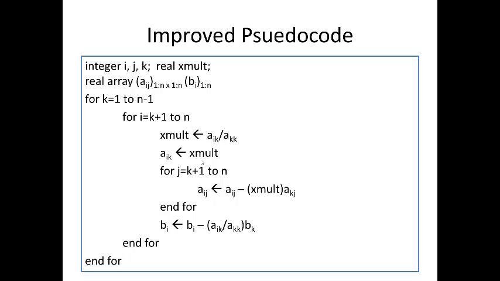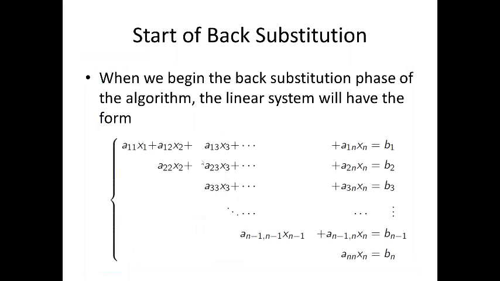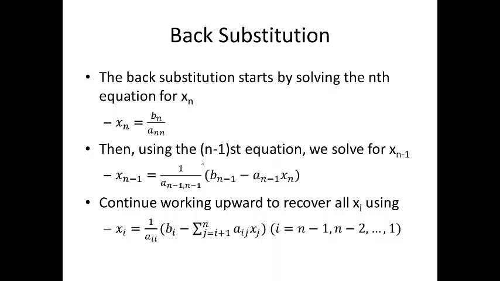Now we get to the start of the back substitution phase. When we begin the back substitution phase of the algorithm, we're going to have this form. And notice this is upper triangular. Here, the a sub ij's and b sub i's are not the original ones, but instead are the ones that have been altered by the elimination process. Back substitution starts by solving the nth equation, and that's pretty easy. x sub n is equal to b sub n divided by a sub nn.